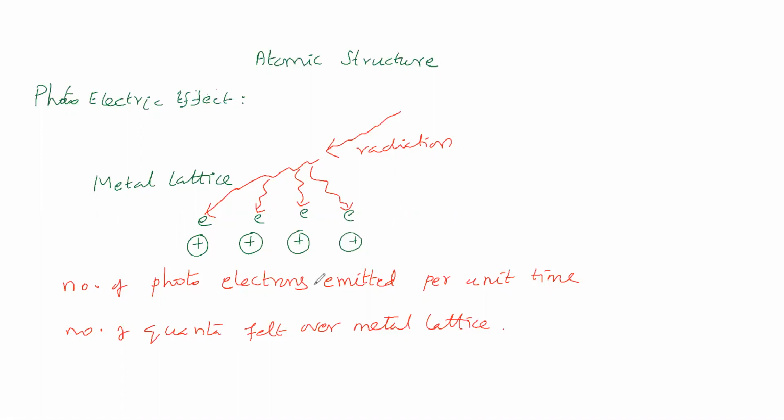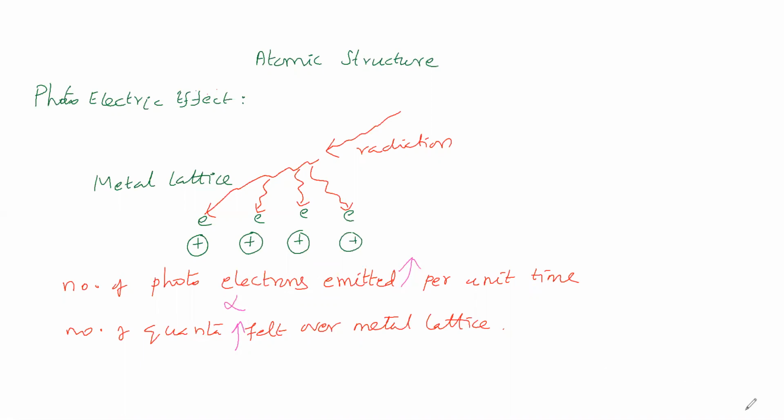What do you say regarding this? Number of photoelectrons ejected and number of quanta falling over metal lattice. You are saying that they are directly proportional. So if the number of quanta falling over the metal lattice increases, then the number of photoelectrons ejected also increases. That's what we can say.